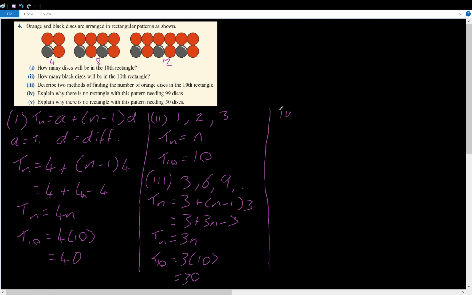For part 4 of this, we've got to explain why there's no rectangle with this pattern needing 99 discs. Well, the reason for that is that every single pattern in this sequence uses a number of discs that is a multiple of 4, and 99 is not a multiple of 4. And similarly, explain why there's no rectangle with this pattern needing 50 discs. It's the same reasoning. 99 and 50 are not multiples of 4, which is why you will not find patterns in this pattern needing 99 or 50 discs respectively. And that is that.